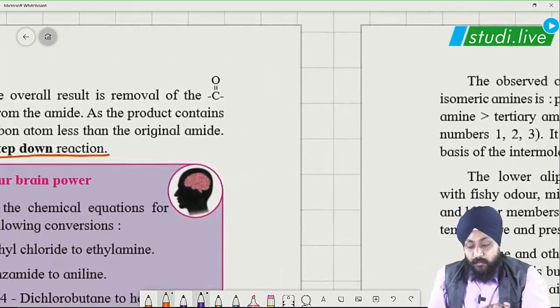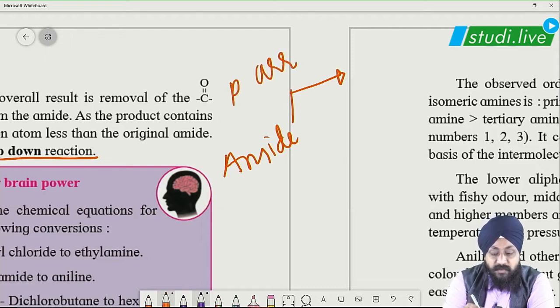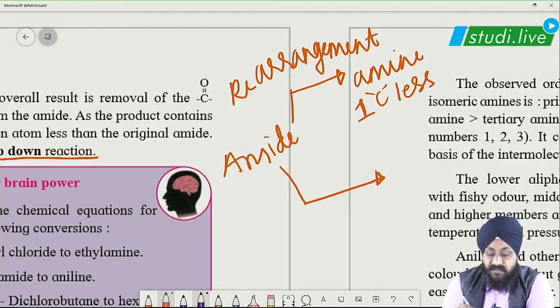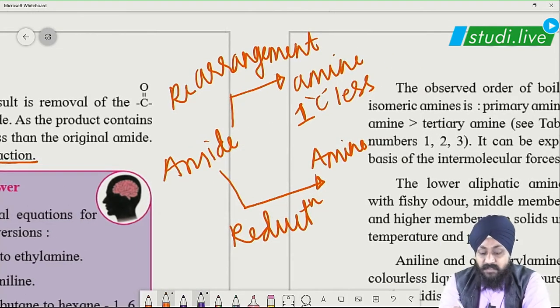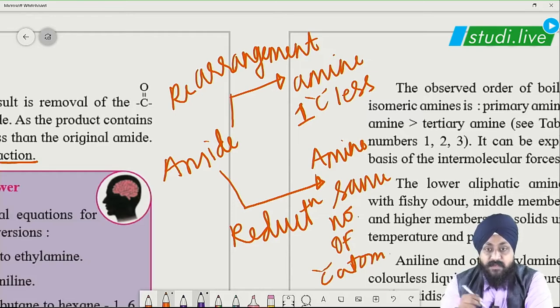So students, if you have an amide and you carry out rearrangement, what you are going to get is an amine with one carbon less. And if I carry out reduction, you will be getting an amine with the same carbon, the same number of carbon atoms.